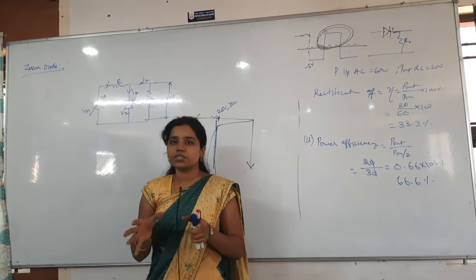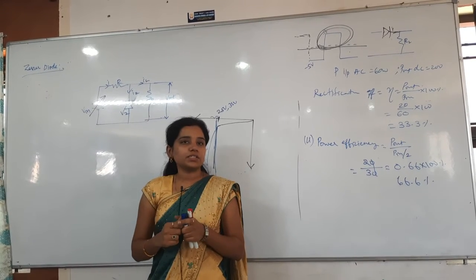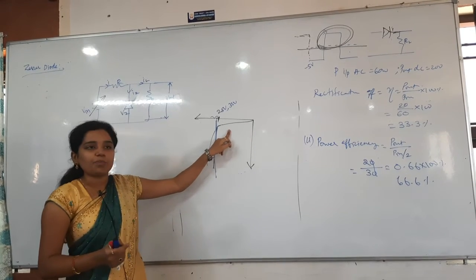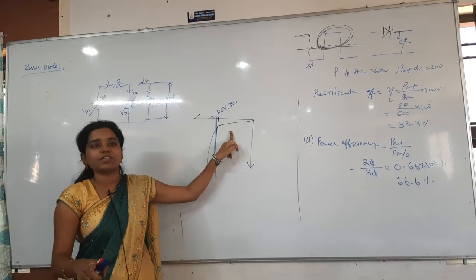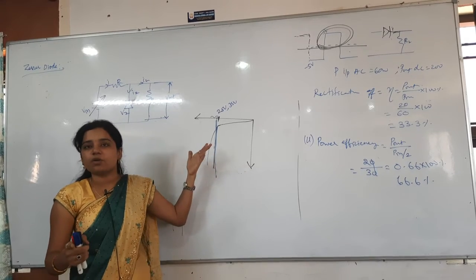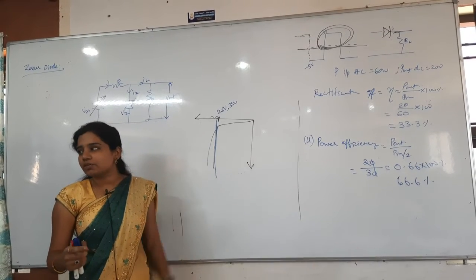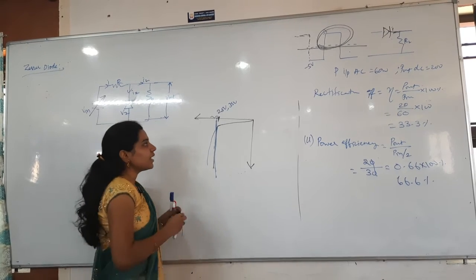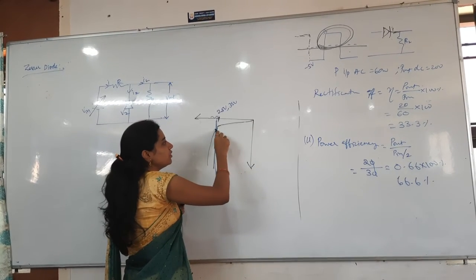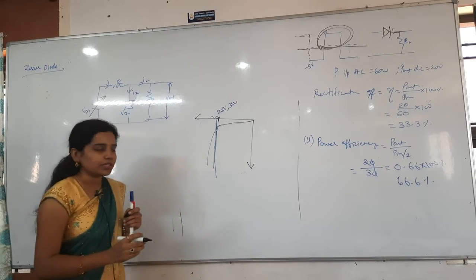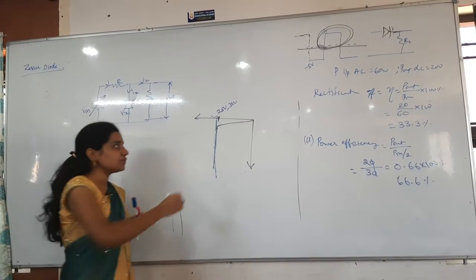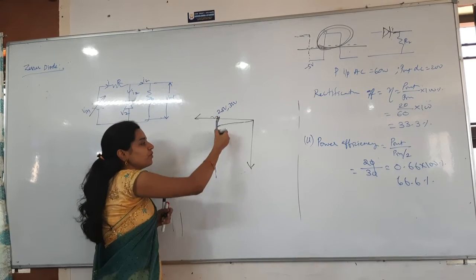Whenever you see the VI characteristics of the Zener diode, it will look like this. Whenever you come to the reverse bias, it will operate, as I said already, only in the reverse bias. If it is operating in the forward bias, then it will act like a PN junction diode only. Whenever I reach the breakdown voltage, after the breakdown voltage the voltage will not increase. Voltage will be constant only, but what happens here?